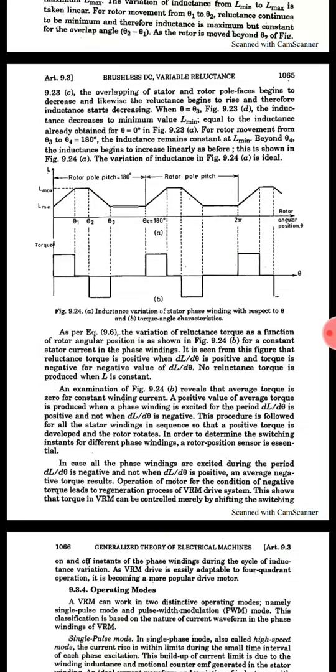If we want to reverse the direction of rotation, then the phase windings will be excited during the period when dL by d theta is negative and not when dL by d theta is positive. In this way, average negative torque will be obtained, which will reverse the direction of rotation of the rotor.